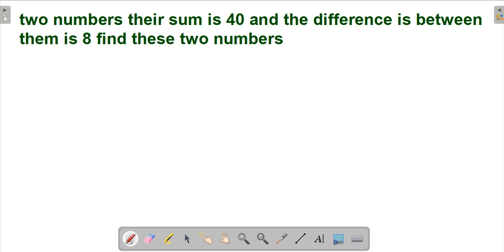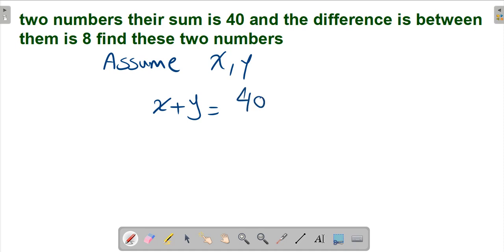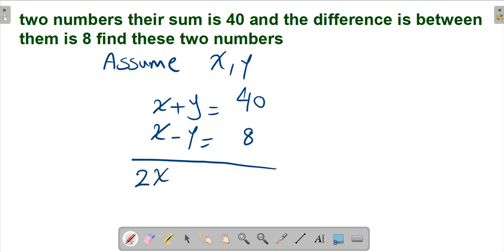I consider you paused the video and solved it, and you are checking now. Assume the two numbers are x and y. Their summation is 40, and the difference between them is 8. Add the two equations. X plus x equal 2x, plus y minus y 0. We have nothing. Equals 40 plus 8 equal 48.